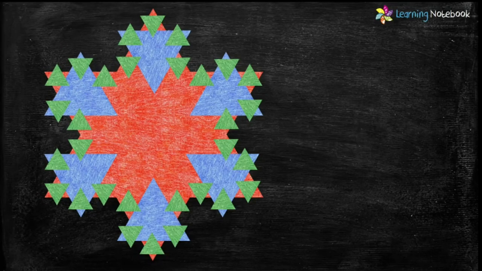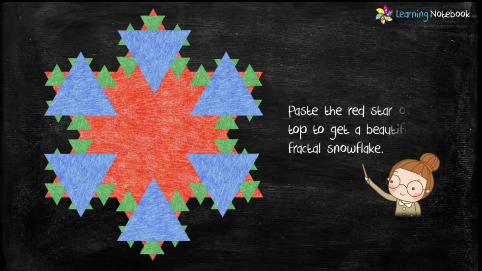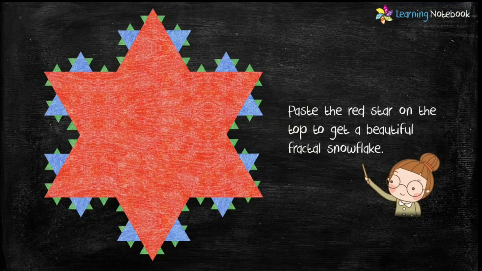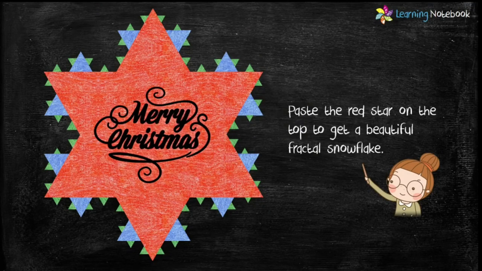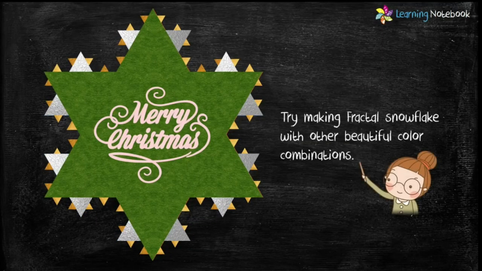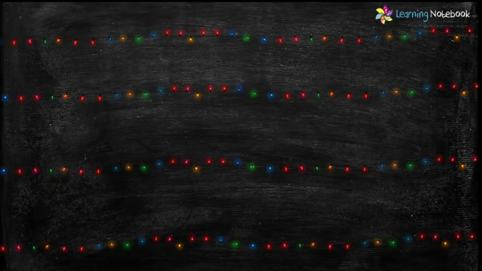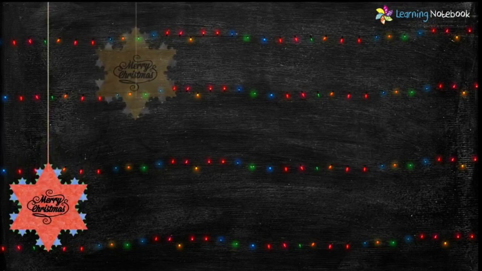Now students, our fractal snowflake is complete, but to make it look beautiful, paste the remaining 6 blue triangles on the top of each blue triangle as shown here. In the end, paste the second red star on the top to get a beautiful fractal snowflake. Students, you may decorate this fractal snowflake as you wish. Students, you may try making these fractal snowflakes with other beautiful color combinations. So, do try this interesting and creative activity to learn the concept of fractals in a fun way.